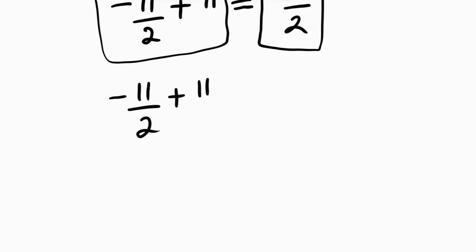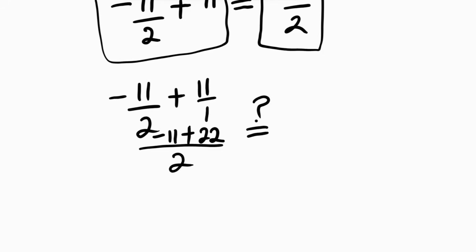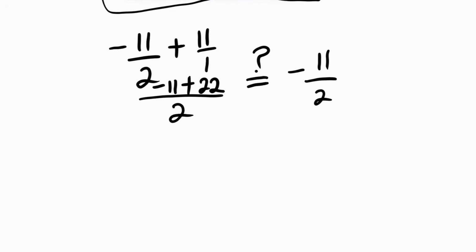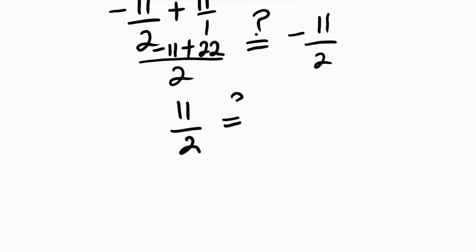Okay, so if we take the LCM on the left-hand side, we have 2 in 2 is 1. 1 times 11 minus 11 becomes minus 11 plus, this is over 1. 2 in 1 is 2. 2 times 11 is 22. We're trying to see if that's going to be equal to minus 11 divided by 2. Now, minus 11 plus 22 will give us positive 11 over 2 equals, trying to see if that's going to be equal to minus 11 over 2.